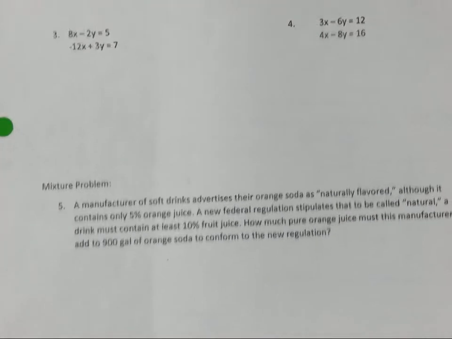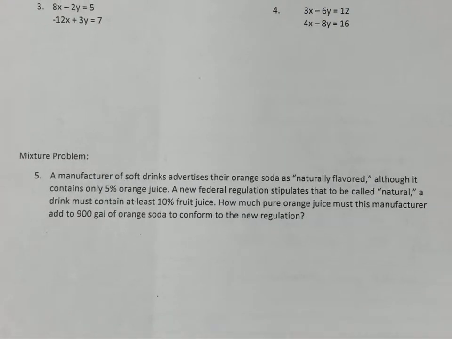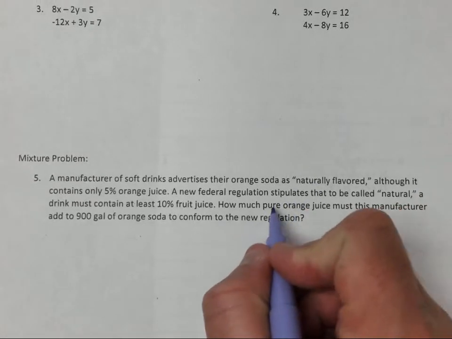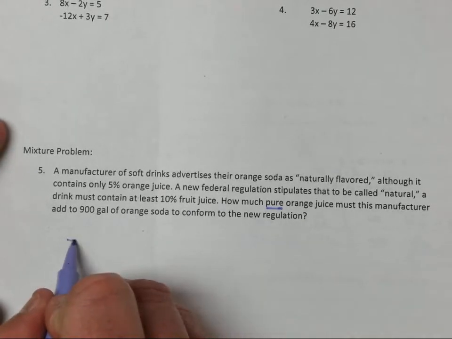A manufacturer of soft drink advertises their orange soda as naturally flavored, although it contains only 5% orange juice. A new federal regulation stipulates that to be called natural, a drink must contain at least 10% fruit juice. How much pure orange juice must the manufacturer add to 900 gallons of orange soda to conform to the new regulation? Well, guys, what I always do when I have mixture problems is I draw some canisters to help me visualize it.